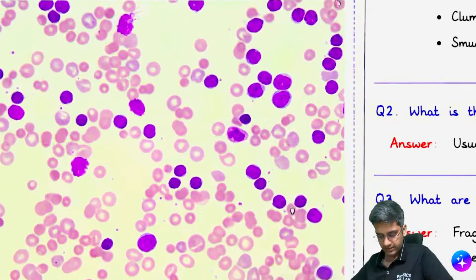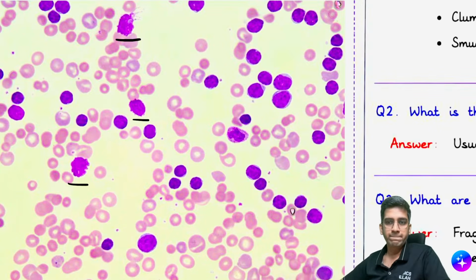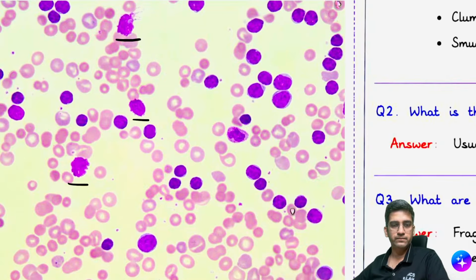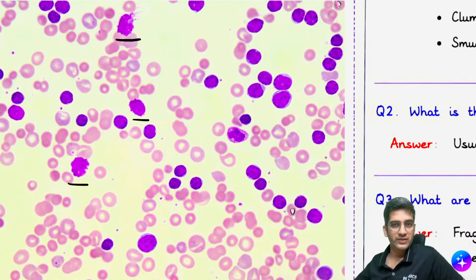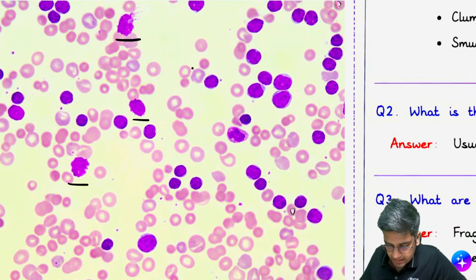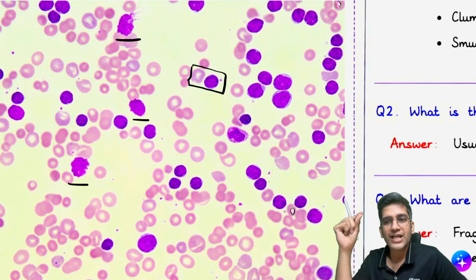Let's go. Look at this. I'm underlining a cell. I want you to tell me what these are. There are a few cells which I have marked. Can anyone tell me what these cells are? That's the first question, right? Next, my cell of choice is this. This is a cell which I'm interested in. Can anyone tell me, is it a blast or not a blast?